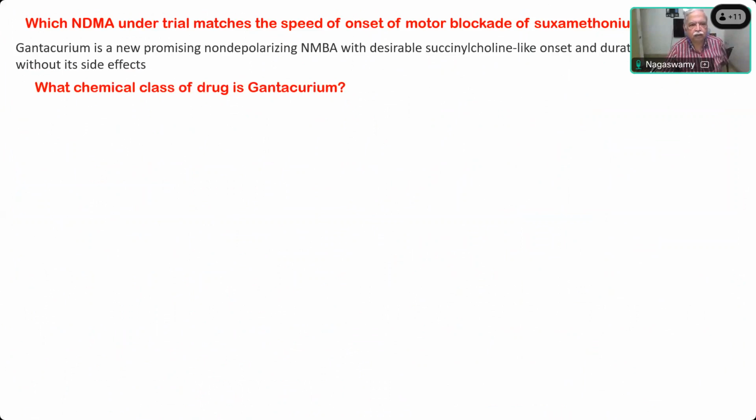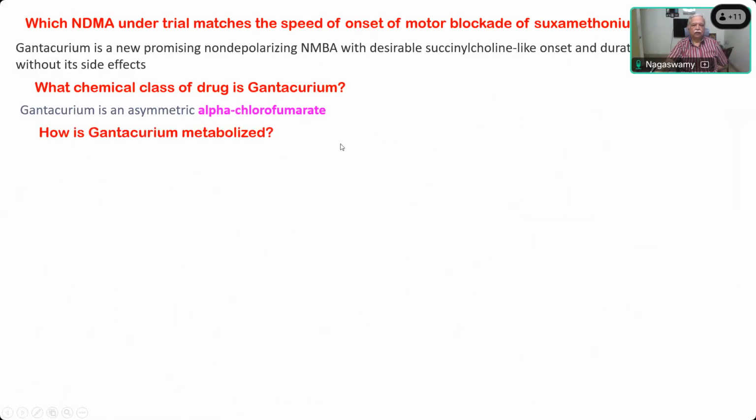What chemical class of drug is Gantacurium? Normally, non-depolarizers are steroidal, aminosteroids, and benzylisoquinolines. Okay, but does Gantacurium belong to that or is it a different compound? What is that compound? Any idea? It's called the alpha chlorofumarate. It's an asymmetric alpha chlorofumarate compound. It is neither aminosteroid nor benzylisoquinoline.